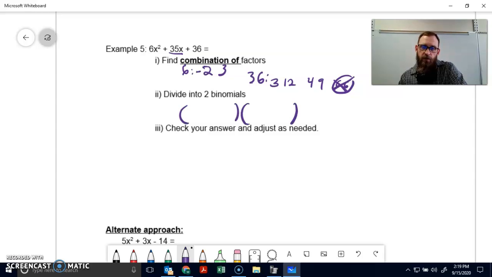I'm pretty confident I'm sticking with 2 and 3. Now if that doesn't work, I will switch to 1 and 6. But let's try 2x here and 3x here. And I'm just throwing them in just to see what works and doesn't work.